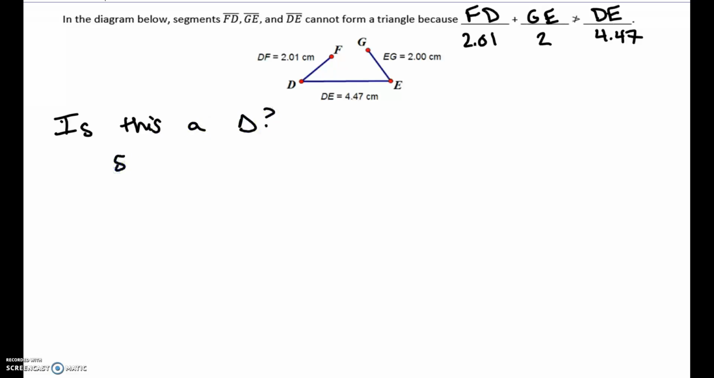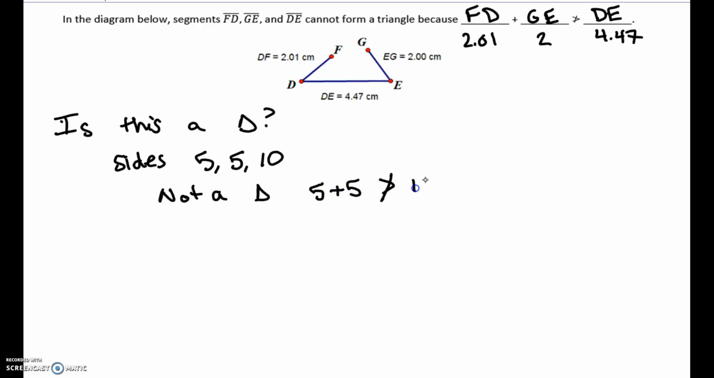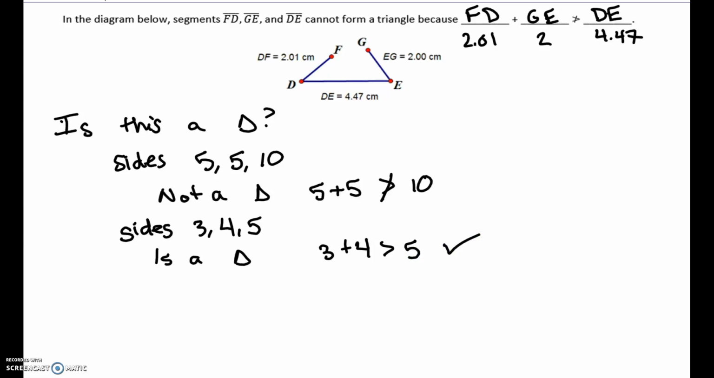What if we have sides of 5, 5, and 10? Well, it's not a triangle because 5 plus 5 is not strictly greater than 10. It's equal to, but it is not greater than. Whereas if we look at sides of 3, 4, and 5, that is a triangle because 3 plus 4, which is 7, is in fact greater than 5. So it's good to go.